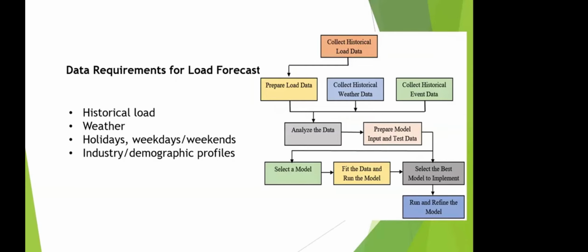Like you can see over here, historical load, weather, holidays, weekends, industry, demographic profile. Now what is the meaning of this, right? Like high quality data is the foundation of effective load forecasting. Key data inputs include historical data records and weather conditions like temperature, humidity, etc. Calendar effects like holidays, weekends, we can take one by one, right? And the broader demographic or industrial profiles.